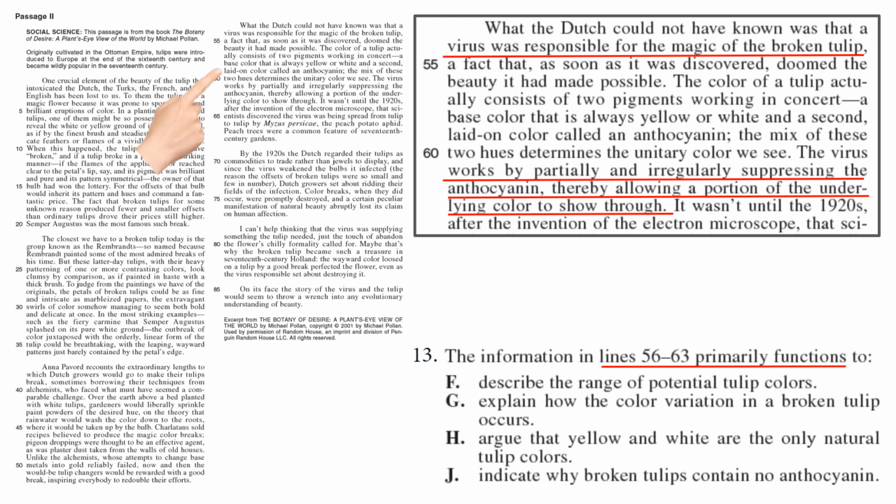So does it describe the range of tulip colors in this paragraph? No. Explain how color variation occurs? Probably. Argue that yellow and white are the only natural tulip colors. That's not the primary function of this paragraph. Indicate why broken tulips contain no... whatever that word is. That's not the main purpose. It's just to explain how the color variation worked.